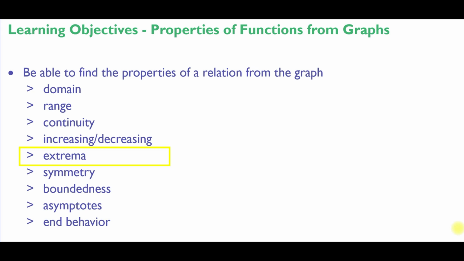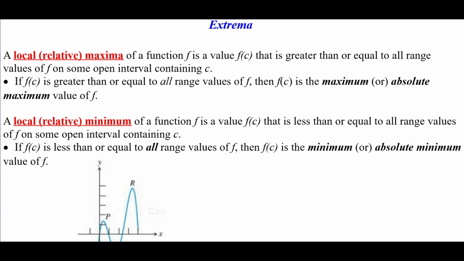In this video, we're going to continue with our properties of functions, and we're looking at extrema. Extrema are simply the maximum and minimum points that are found on the graph. We can have relative or local extrema, max or mins, which means that there is a section of the graph where it is a maximum or a minimum, or we can have what we refer to as an absolute max or min, which means that it is the highest or lowest point on the graph.